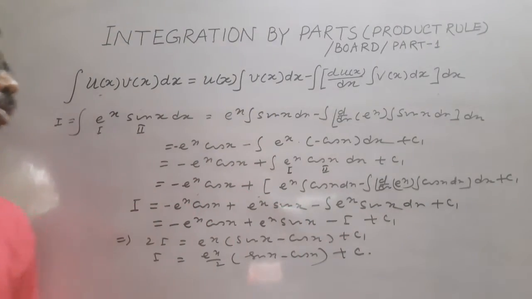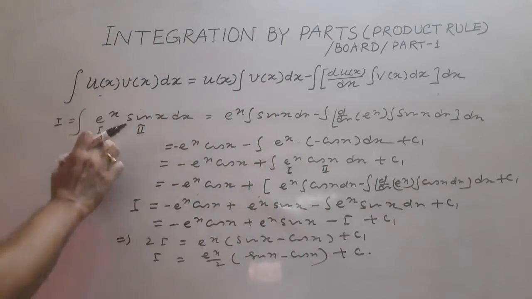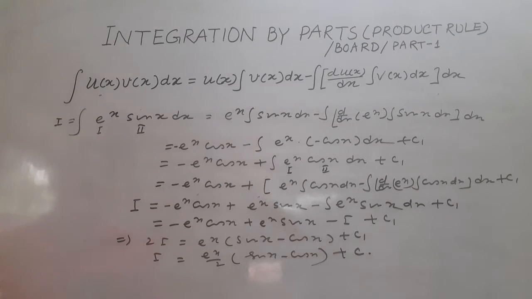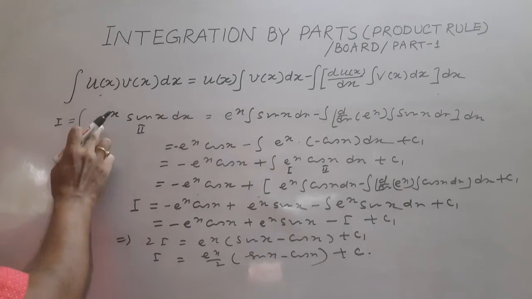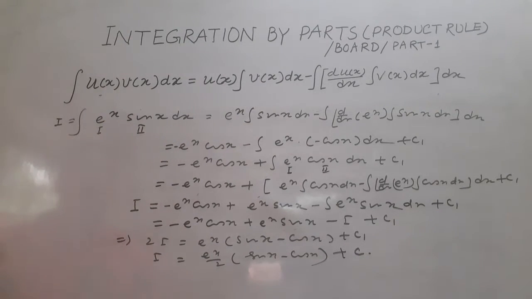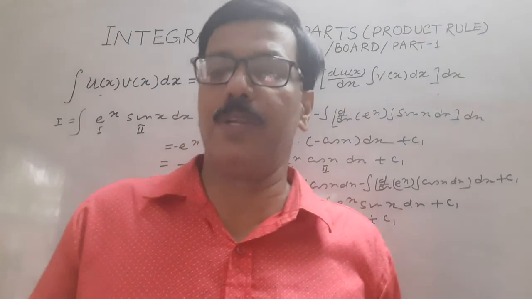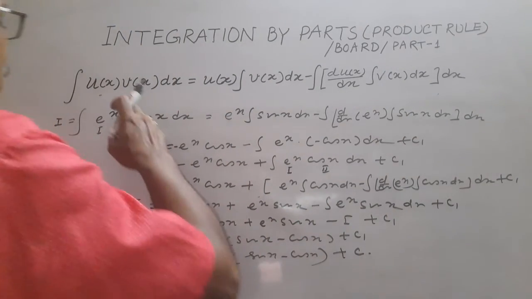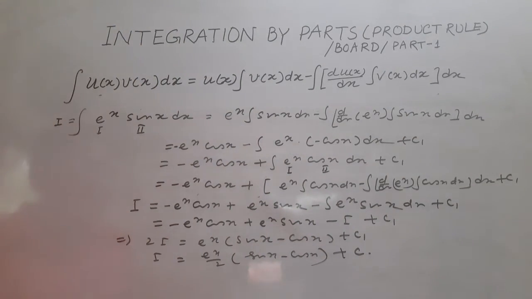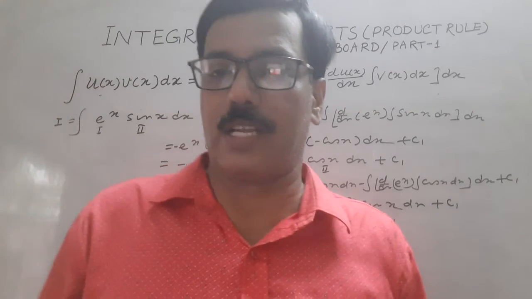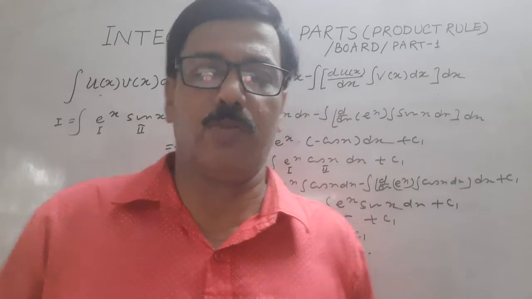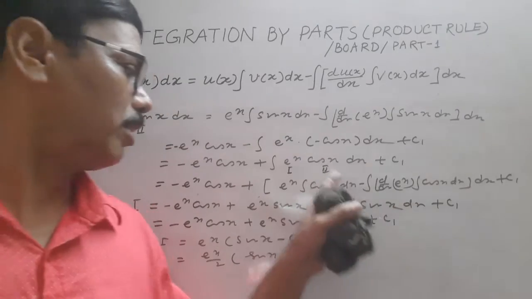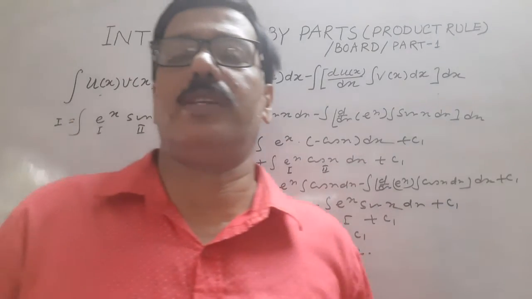So this is case 4. Both are integrable and none can be finished by repeated differentiation. In this case, we can take any one of the functions as first function and we continue repeated integration. Look, repeated integrations.